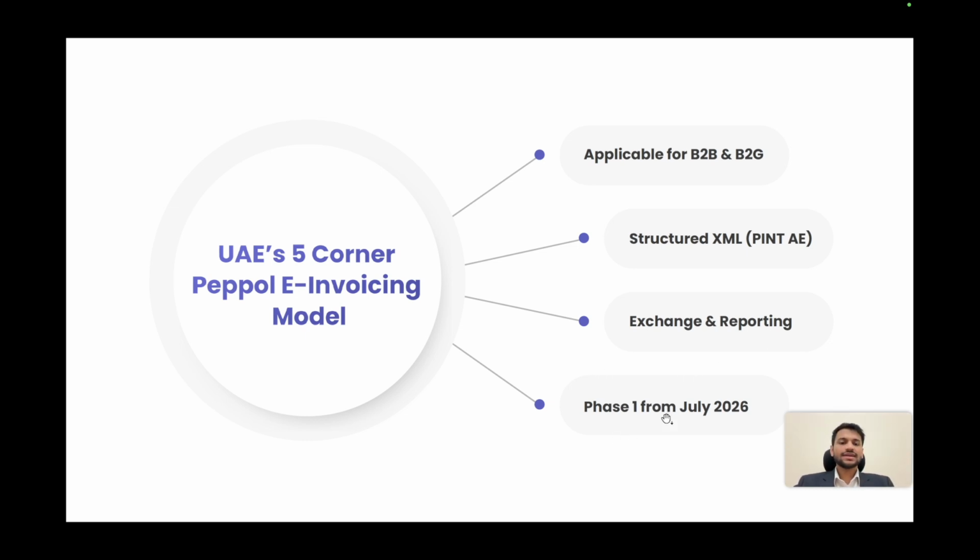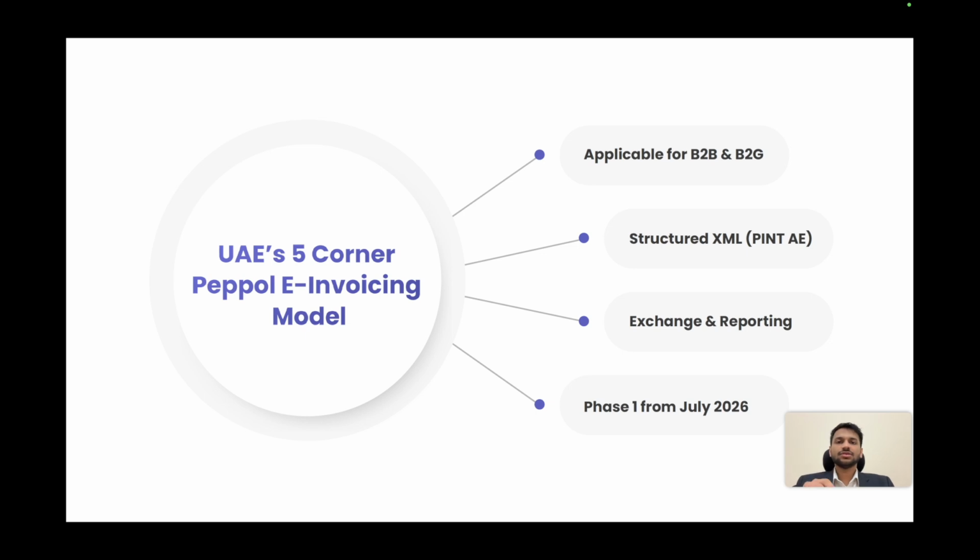And as you know, the deadline for phase 1 has already been published by FTA, which is July 2026. So as of right now, the accreditation process and the PINT-AE have been finalized. The TDD documents have been released and all such things are completed. But the complete legislation regarding e-invoicing in the UAE is yet to be released. And since they have mentioned the deadline of July 2026, this would be applicable for larger taxpayers.